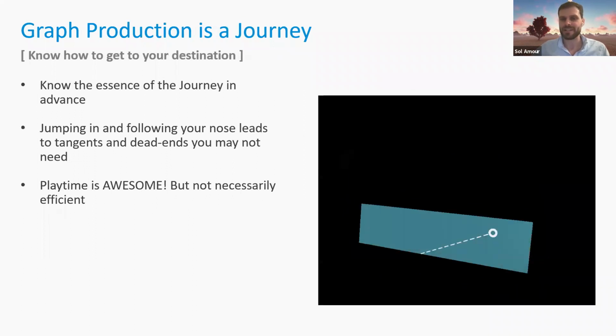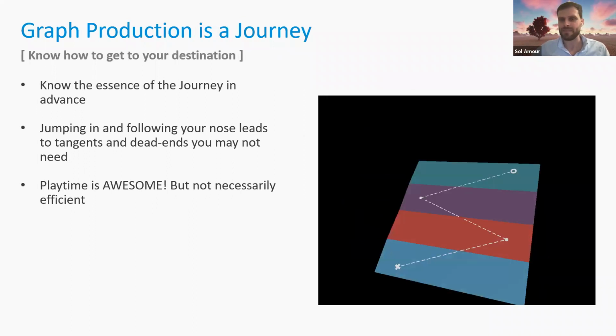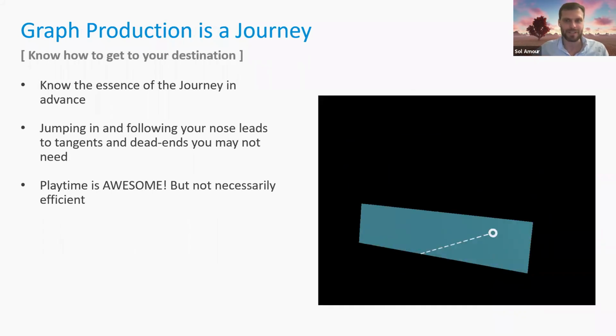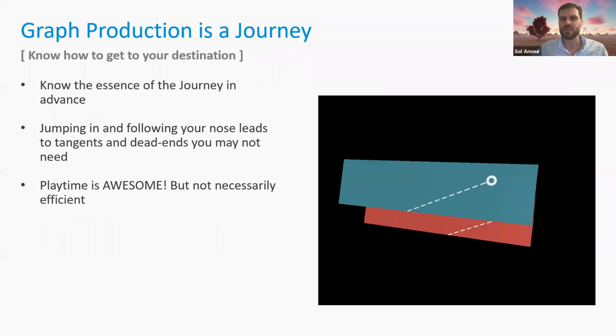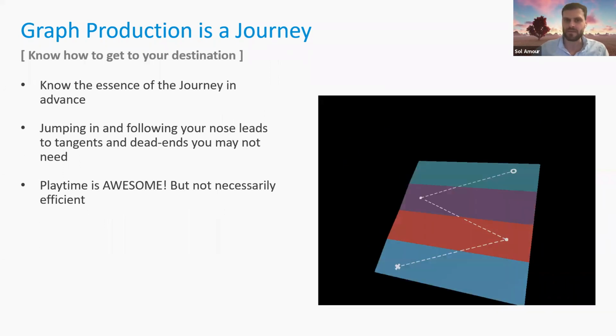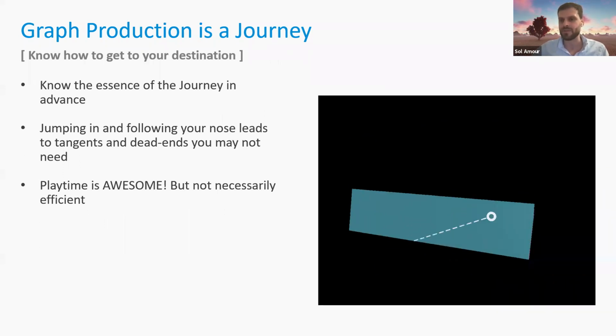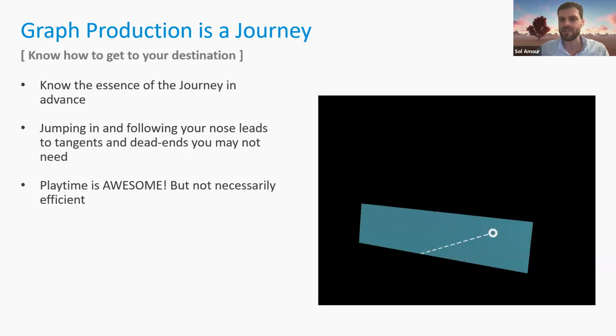And also graph production is a journey. So it's going to take time and you need to understand your pathway to get there. So this is subservient to the first slide in many ways, but you need to kind of know the essence of your journey in advance. You don't need to know everything, but you need to understand the basic rules of thumb of where you start, where you end, and how you're going to get there.